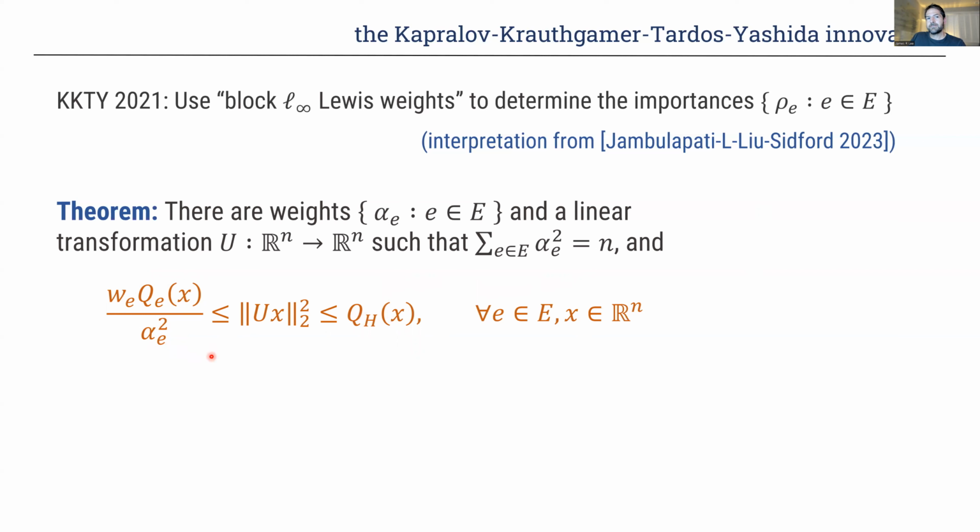But notice that most of these alpha E squareds are going to be much smaller than 1, because there's a possibly huge number of hyperedges. In the case when we're trying to sparsify, it's far more than n hyperedges, but the sum of the squares is n. So many of these quantities are much less than 1. And so this says that many of these terms have a very small contribution to the energy.